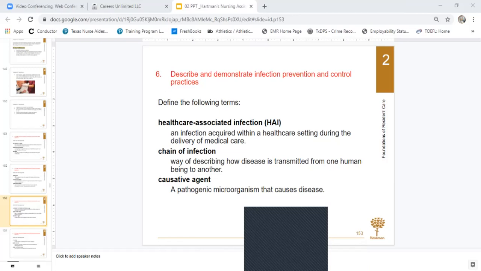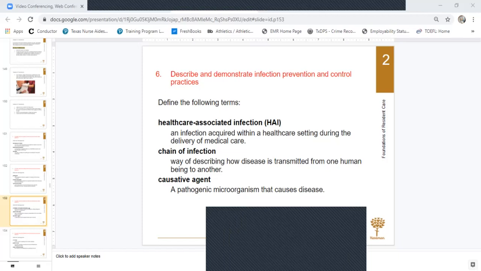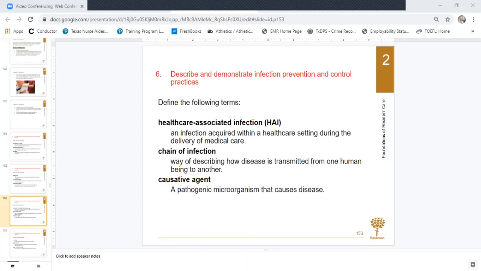Who else? Give me another answer. That it spreads through droplets. Droplets means saliva, coughing, sneezing, talking, right? Okay. What other way did you hear that the virus is spread? Anybody else?